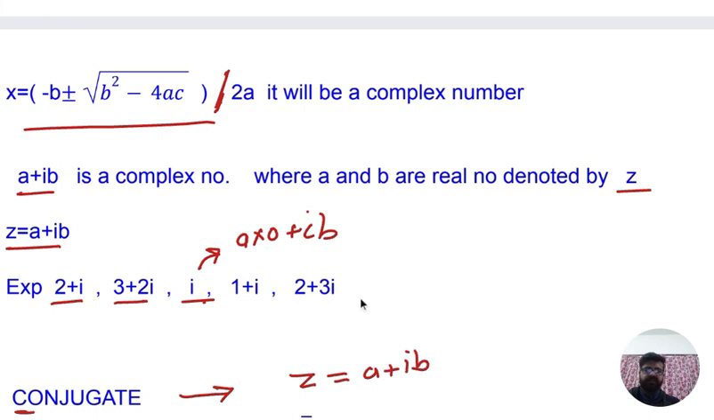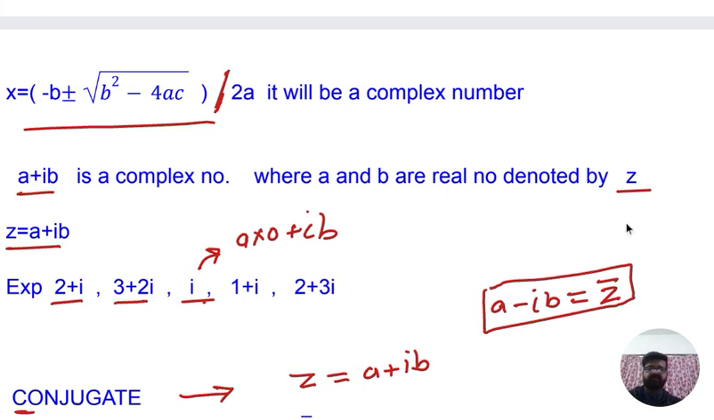we have to find the conjugate of this complex number. So I write down a minus ib. I just change the sign before i. Here it was plus, and in place of plus I put minus. So this will be the conjugate, and it is represented by z bar.